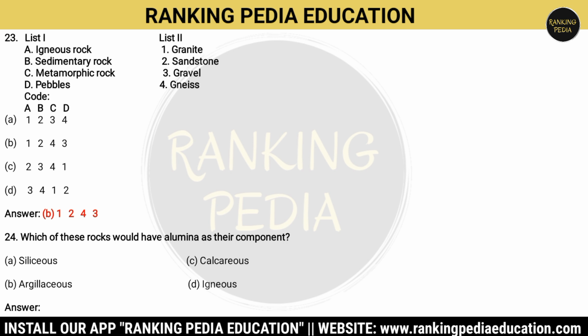Next question is, which of these rocks would have alumina as their component? Options are siliceous rocks, calcareous rocks, argillaceous rocks, or your igneous rocks. So which of these rocks would have alumina as their component? As I have told you, the principal constituent is clay, that is alumina, that is Al2O3, and it is in which rocks? In argillaceous rocks. Okay, these rocks are hard and brittle. So examples of these rocks are slate and laterite.